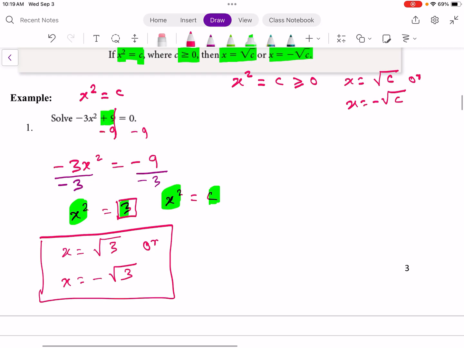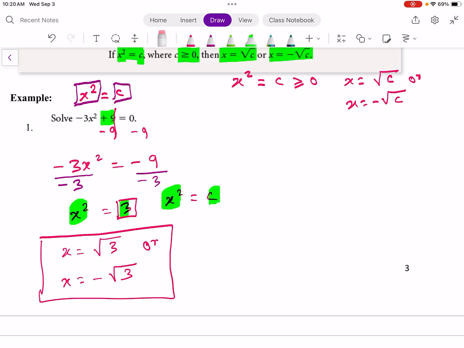So you use this method only when you have x square on the left and when you have a number equal to or greater than 0 on the right side. If you have something like, let's say, x square equals to negative 9, now you do not use this method, and the reason is we have a negative number on the right side. Okay, any question?